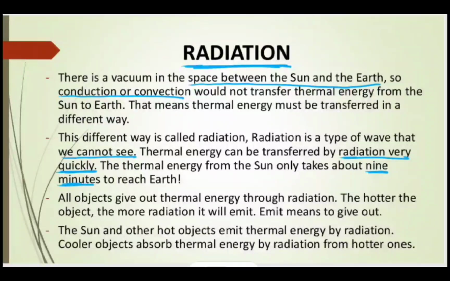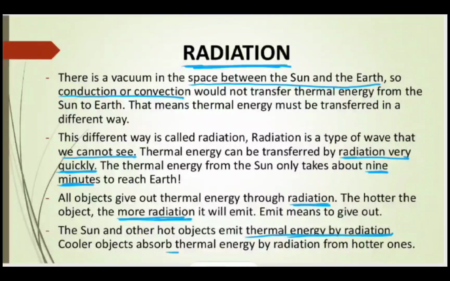All objects give out thermal energy through radiation. Did you know, children, even our body gives out some kind of infrared radiation, due to which mosquitoes get attracted towards us. The hotter the object, the more radiation it will emit. So our body is comparatively hot. It's on a warmer side. So our body also gives out these radiations. That's how mosquitoes come to know that there's heat coming from this direction, which means there's a human sitting there. Let me go and bite it. So emit means to give out. The sun and other hot objects emit thermal energy by radiation.